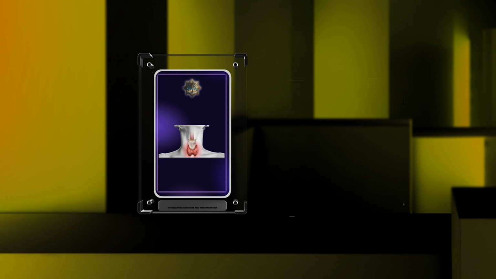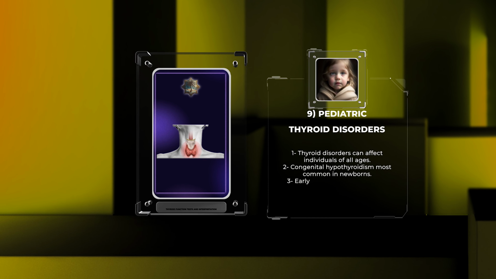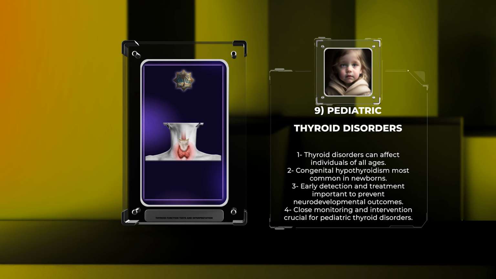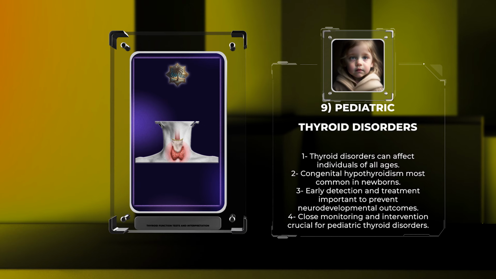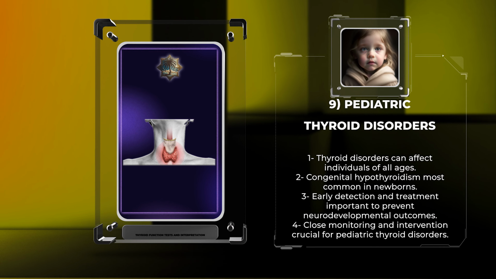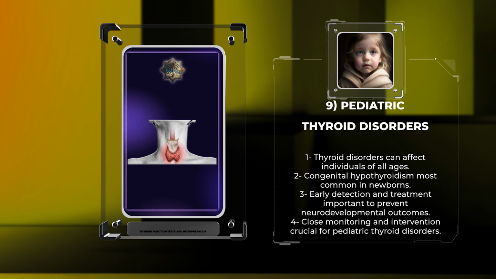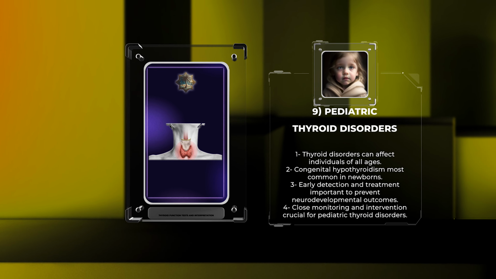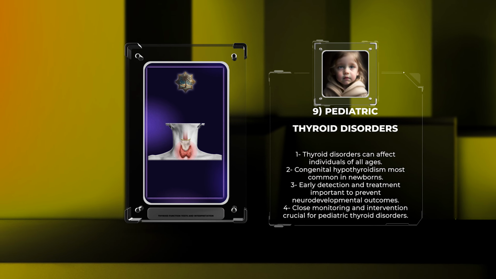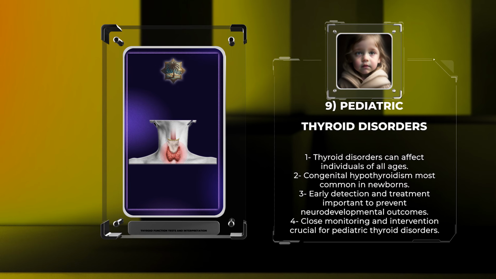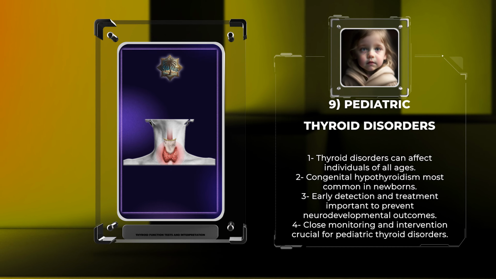Thyroid disorders can affect individuals of all ages, including pediatric populations. Congenital hypothyroidism, the most common thyroid disorder in newborns, necessitates early detection and treatment to prevent adverse neurodevelopmental outcomes. Other pediatric thyroid disorders include autoimmune thyroiditis, thyroid nodules, and thyroid cancer. Close monitoring and appropriate intervention are crucial to ensure optimal thyroid function and normal growth and development in children.